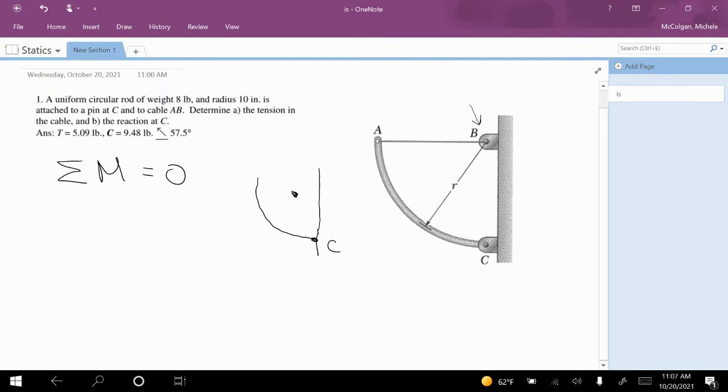We know from our equations when we were doing centroids that for a quarter of a circle, we'll say this distance is x bar, and this distance here is y bar. So x bar is this distance, and both x bar and y bar are equal to 2r over pi. We know that r is equal to 10 inches, so we're going to have 20 over pi for each of those values. So that's where our center of mass is going to be.